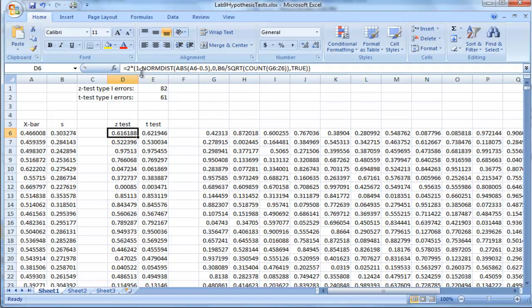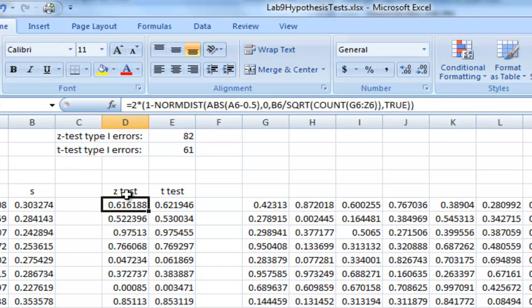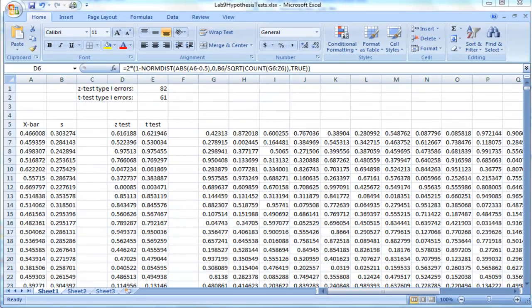Okay, so first, here's a formula that computes a p-value for a z-test. What I do here is I take 2 times 1 minus, and then I have this NORM.DIST function. Let me explain what I'm doing. I'm going to pull up my pen pad here so I can write on the screen.